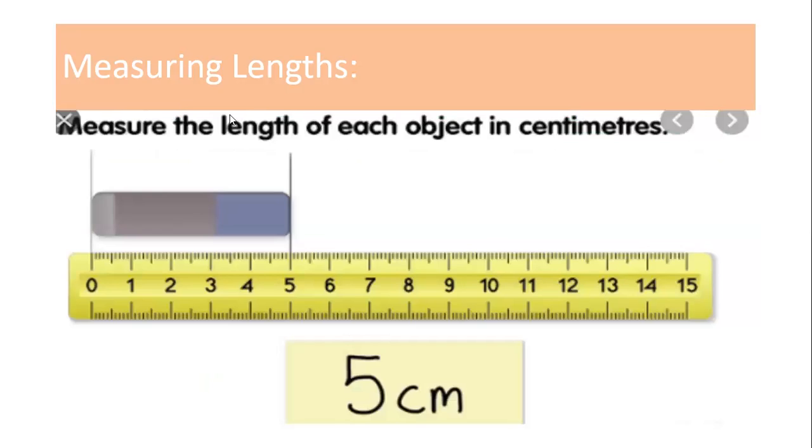Measure the length of each object in centimeters. So this is 5 centimeter. How did I know? How, Miss Nani, did you know? It is 0, 1, 2, 3, 4, 5. The start point must be 0. The end point is 5 centimeter.